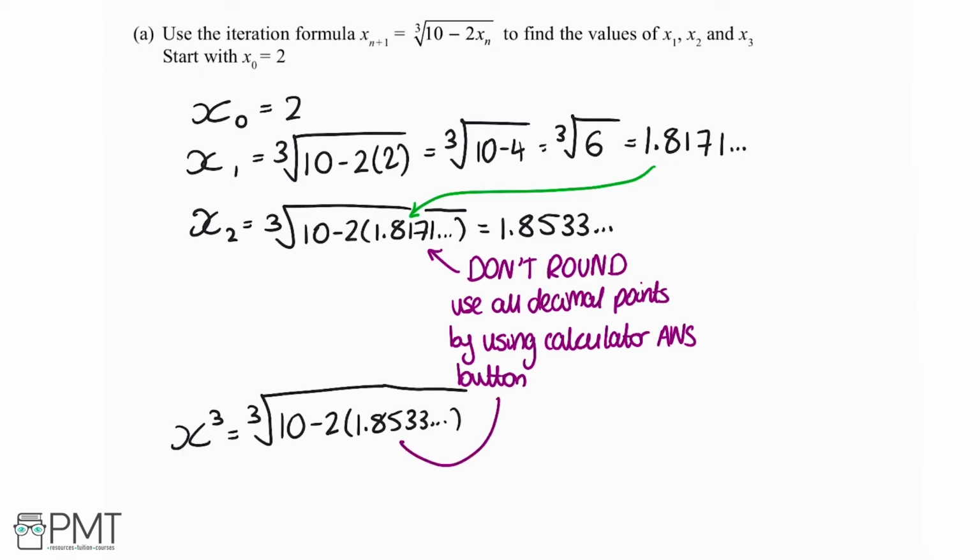Remember, like we said, we need the whole long number with all the decimal points, so we can use the ANS button on our calculator to help us. And if we work that out, we will get 1.8462... And we get 1 mark for each correct value we get.